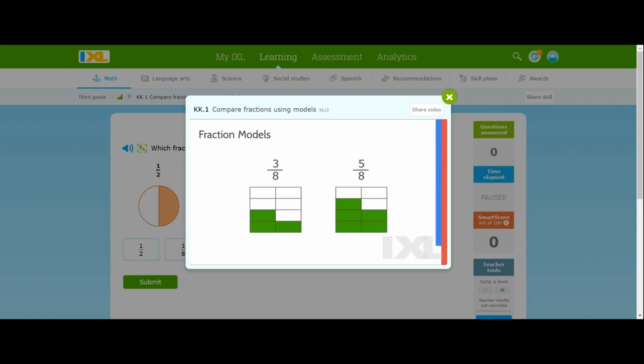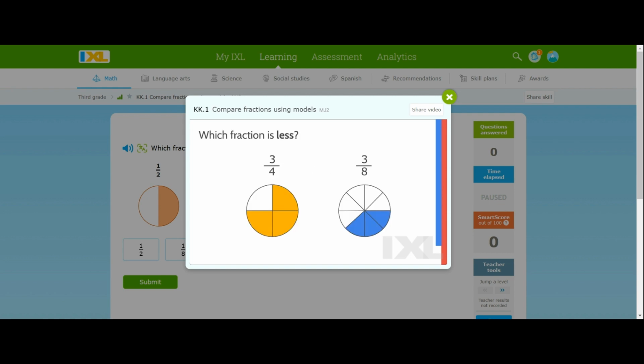We can only make comparisons when fractions refer to the same whole. In both models, we started with the same square to represent one whole, so we can compare them. Notice that both models are split into 8 equal parts. Since 3/8 has fewer parts shaded than 5/8, we know that 3/8 is less than 5/8.